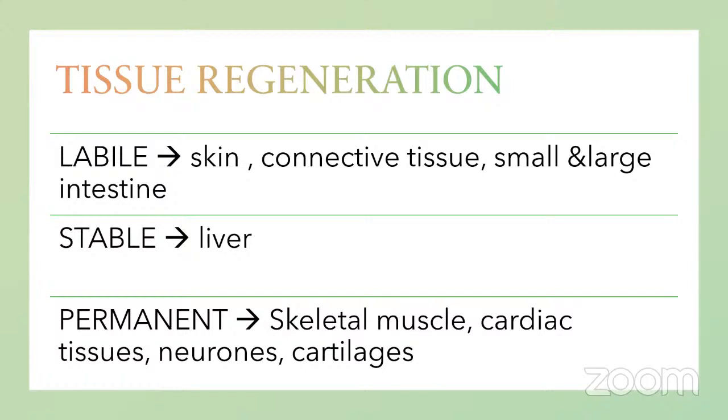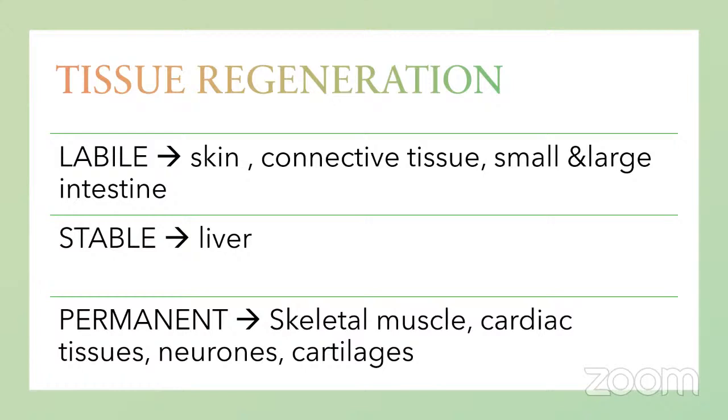The third category of tissues is permanent tissues. The examples I've given are skeletal muscle, cardiac tissue, neurons, and even cartilage. We know that once a neuron is damaged, regeneration is almost impossible. That is because they don't have stem cells within them, and even mature cells are not capable of differentiation or division. So what happens here is that scarring will happen.